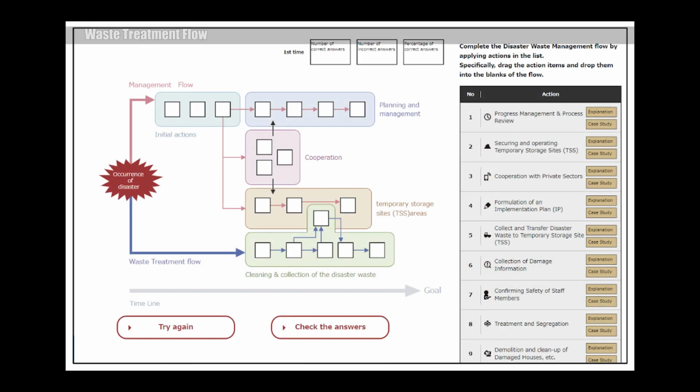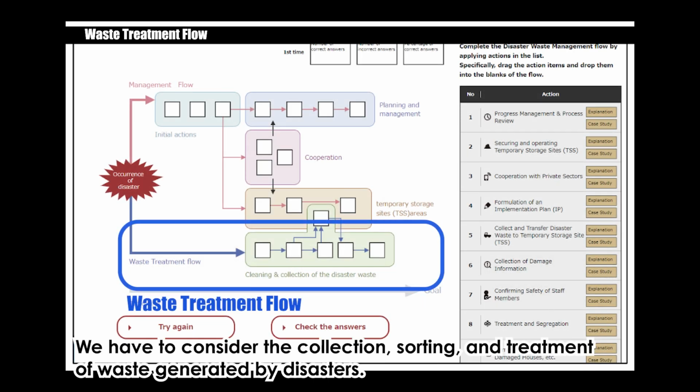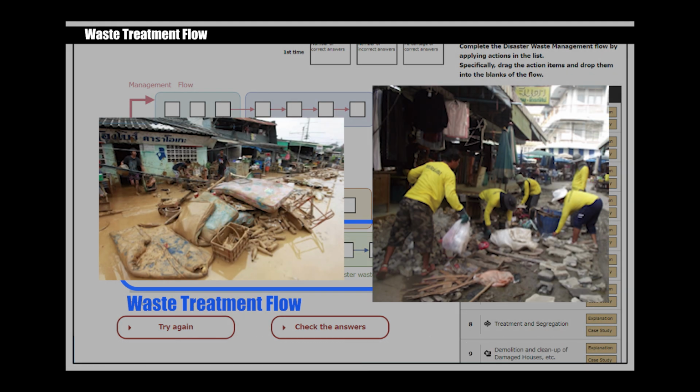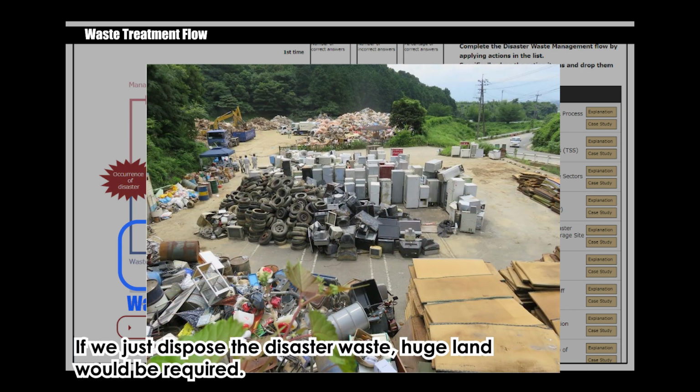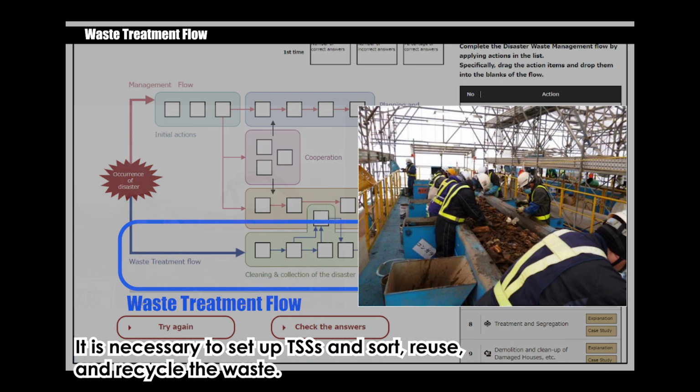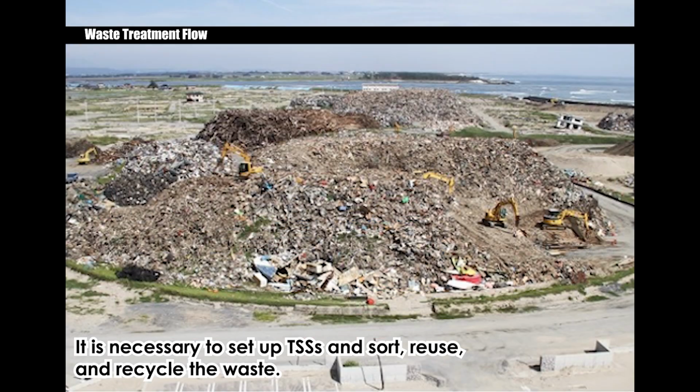Waste treatment flow. We have to consider the collection, sorting, and treatment of waste generated by disasters. If we just dispose of the disaster waste, huge land would be required. It is necessary to set up TSSs and sort, reuse, and recycle the waste.